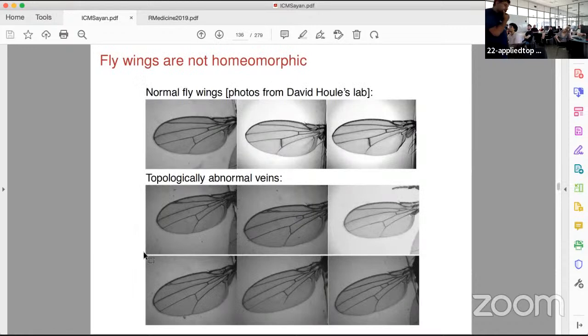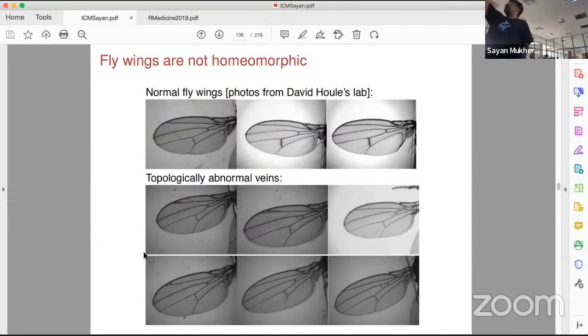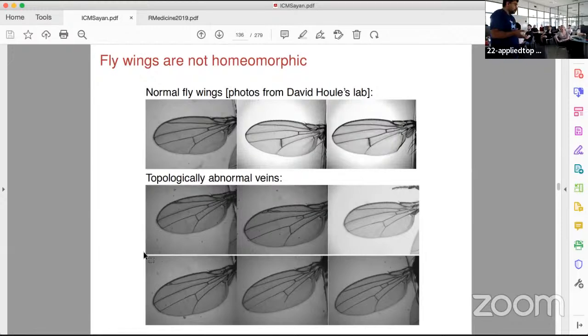So the issue with that approach is it turns out that a lot of the data sets we get are not diffeomorphic, they're not homeomorphic, right? So these are fruit flies, and then what we have below are mutant fruit flies, and they can gain veins or lose them, right? So this goes back to Pavel's question, what do you do when things are not the same?